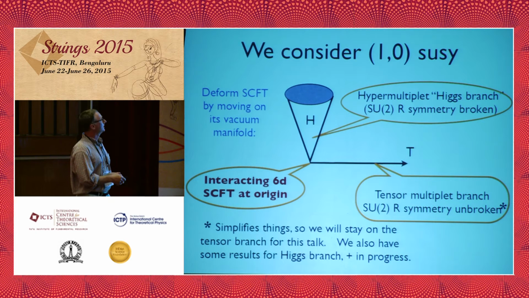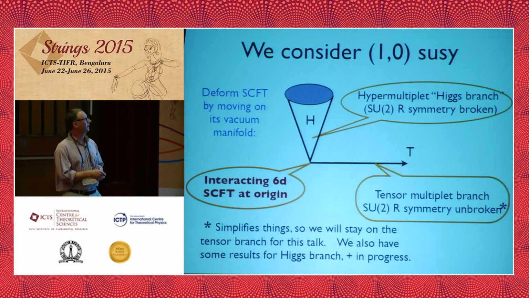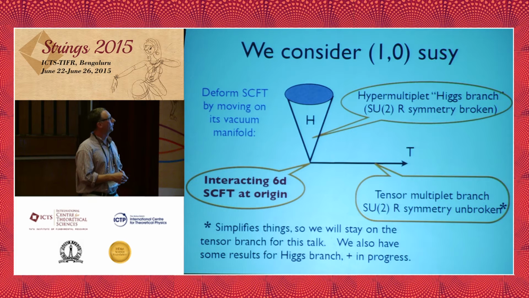Okay, so we consider 1-0 supersymmetric theories. And again, these theories don't have marginal or relevant deformations, so we deform the theory by moving on the moduli space. And the moduli space of 1-0 theories looks like this. There's a Higgs branch, where some hypermultiplet gets an expectation value. And on this branch, the SU(2)_R symmetry is broken. The dilaton and the Goldstone bosons together form a hypermultiplet.